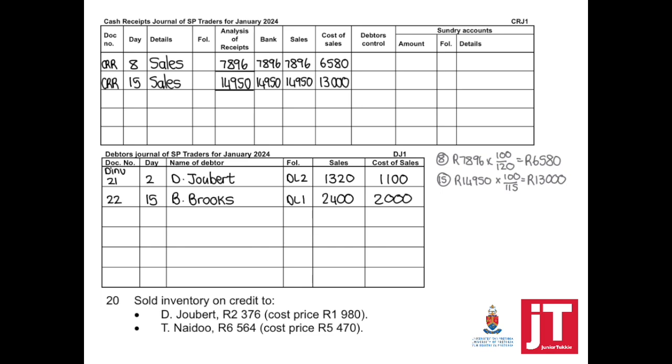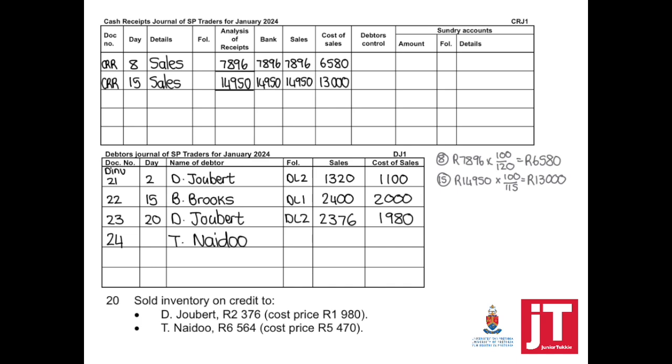Day 20, sold inventory on credit to. So there's two different transactions on the same day, two different debtors. We start with the first one, the source document, the next number, 23. On day 20, Debtors, this is debtors ledger number 2. The selling price, 2,376. The cost, 1,980. On the same day, I don't need to write the number again, day 20. The source document would be duplicate invoice number 24.